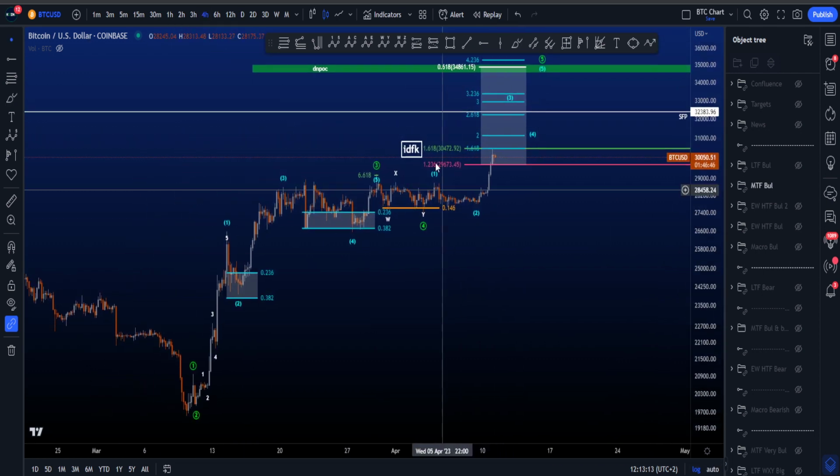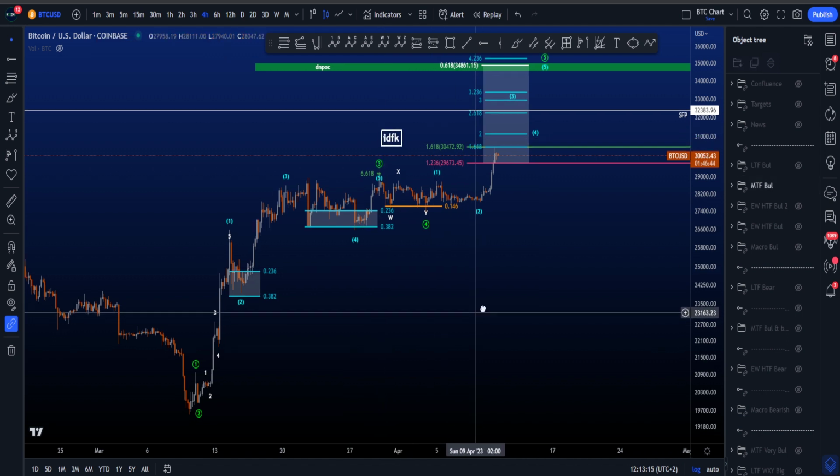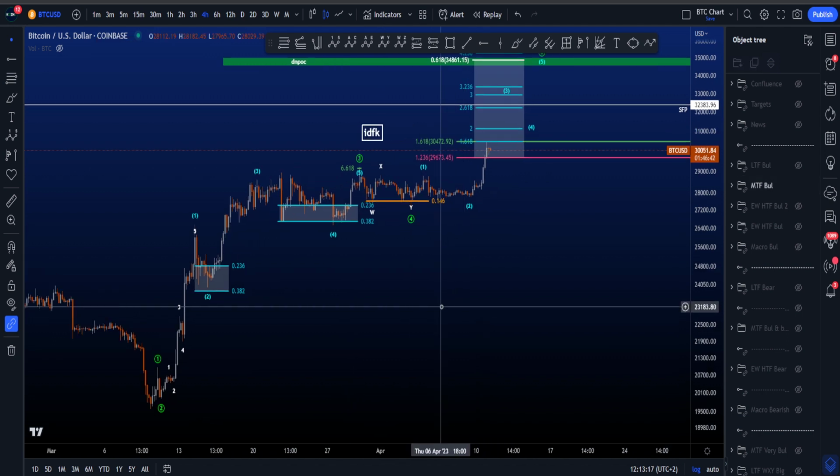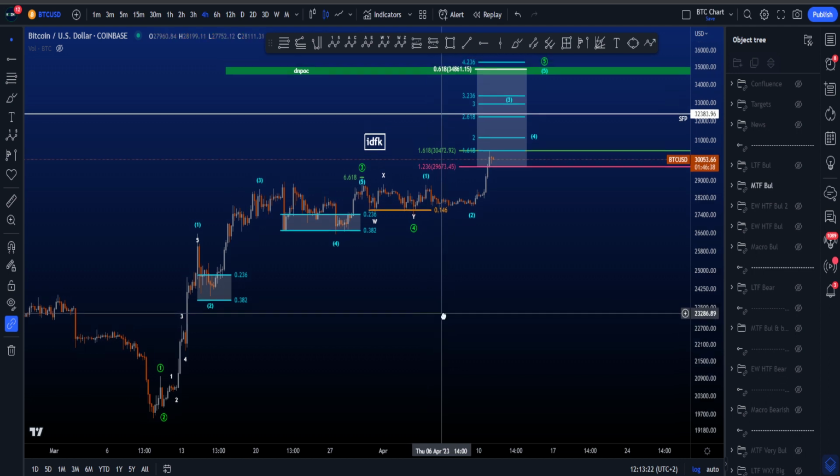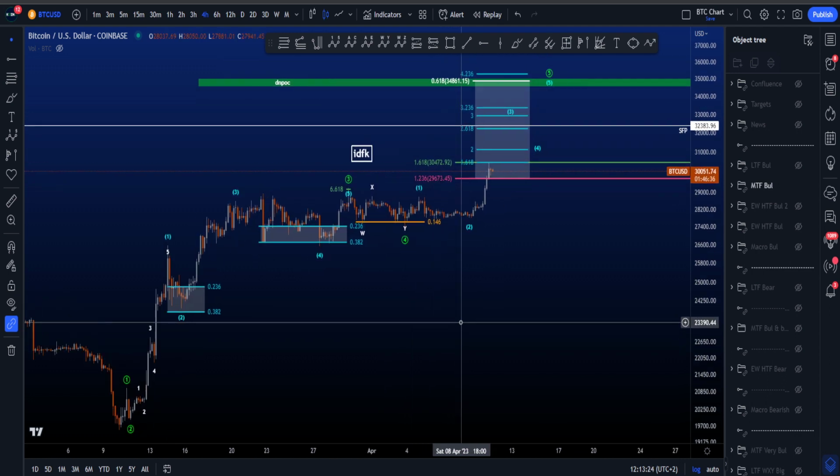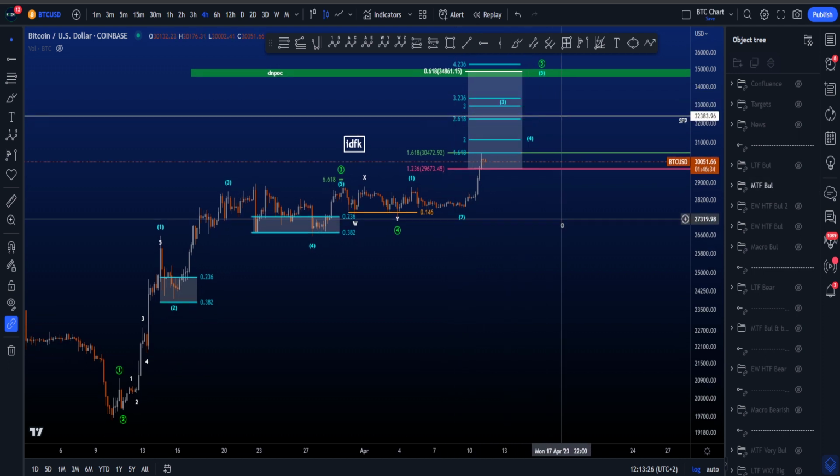So in the group, I was actually talking to IDFK, he's in my Discord group, and we were chatting, brainstorming. He showed me a couple of scenarios which made me think. And eventually I came up with this scenario over here, which is my new preferred bullish scenario. So what are we looking at?